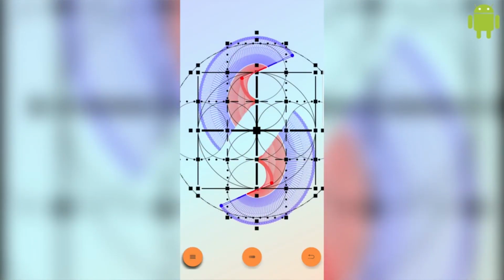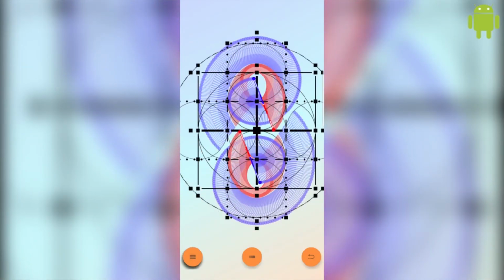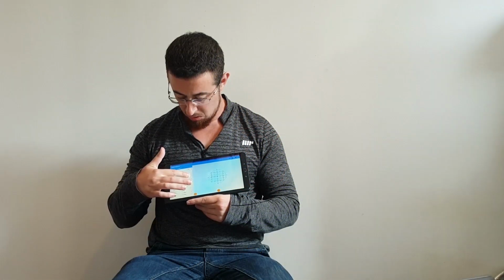You can control both staffs at once. You can preload a pattern that I've already made, or you can control the staffs individually as well.